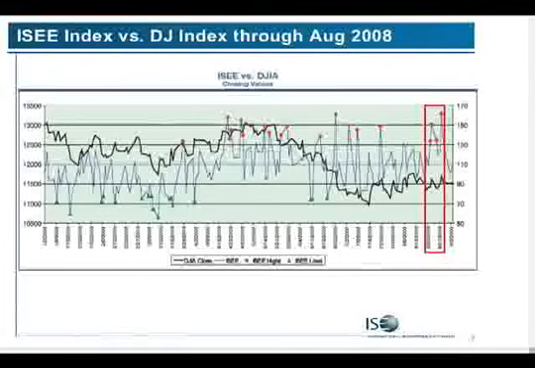So one of the things we mentioned when we did the last white paper, this was kind of an interperiod last year, we did a webinar on using the ISE data versus the Dow Jones through August of 2008 of last year.